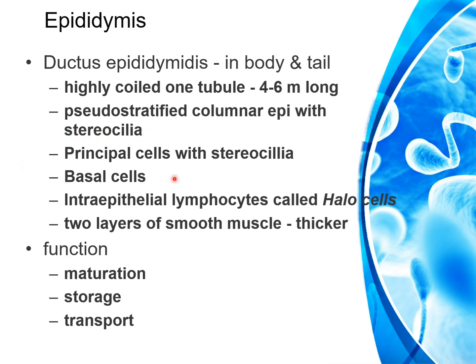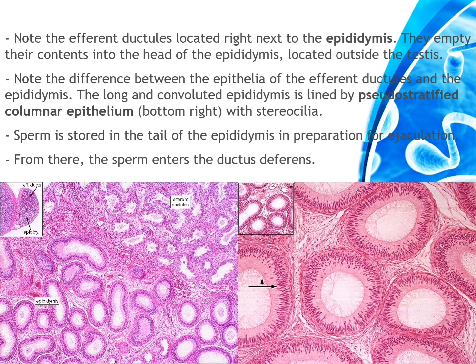Two basic types of cells are present in the epithelium of the ductus epididymis: the principal cells, having stereocilia, and the basal cells. Occasional intraepithelial lymphocytes may be present, and these lymphocytes are called halo cells. Two layers of smooth muscle cells are present in the epididymis, forming a thick muscle coat. The function of the epididymis is the maturation, storage and transport of spermatozoa.